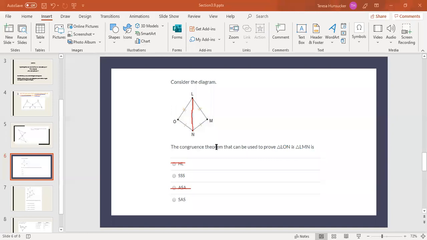So we can say LN is congruent to LN. LN is in both triangles. So that's a pair of sides. And whenever you say a segment is congruent to itself or an angle is congruent to itself, it's the reflexive property. Okay, so the triangles are now congruent by side, side, side.